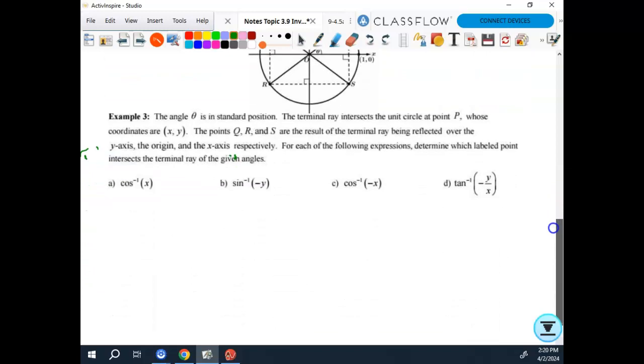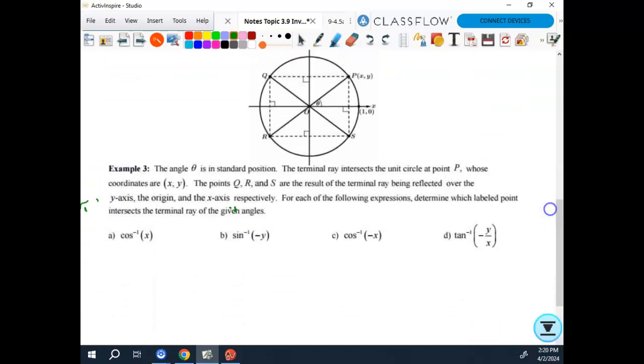Let's look at this. So we've got the angle theta in standard position. And so here's my theta. It's in standard position. The terminal ray intersects the circle at point P, and these are the coordinates. Okay, got that. The points Q, R, and S are the result of the terminal ray being reflected over the y-axis, the origin, and the x-axis respectively.